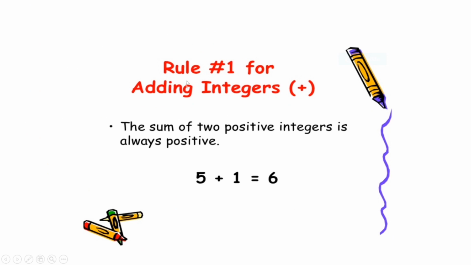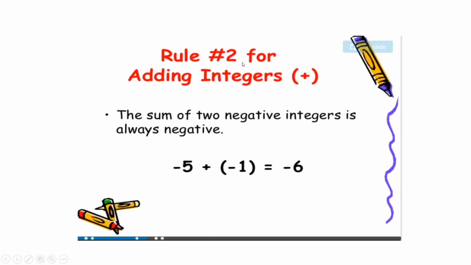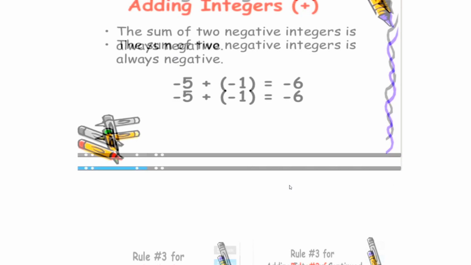Rule 1 for adding integers. The sum of two positive integers is always positive. If we add any two positive integers, the sum is always positive. Next, rule 2 for adding integers. The sum of two negative integers is always negative. If we add any two negative integers, the answer is always negative only.